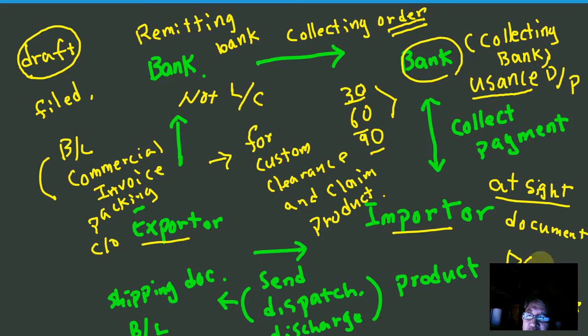Most DP without any notification is considered at sight. But in the case of, for example, DP at 30 days after bill of lading, like this. Okay, so DP usance is described this way. If it is described this way, it is DP usance, not DP at sight. Okay, it is DP usance. We should have the ability to distinguish this. Okay, DP usance and DP at sight are different.